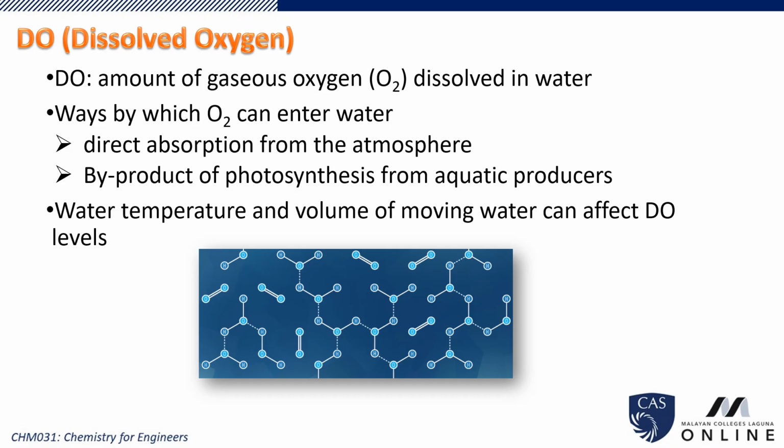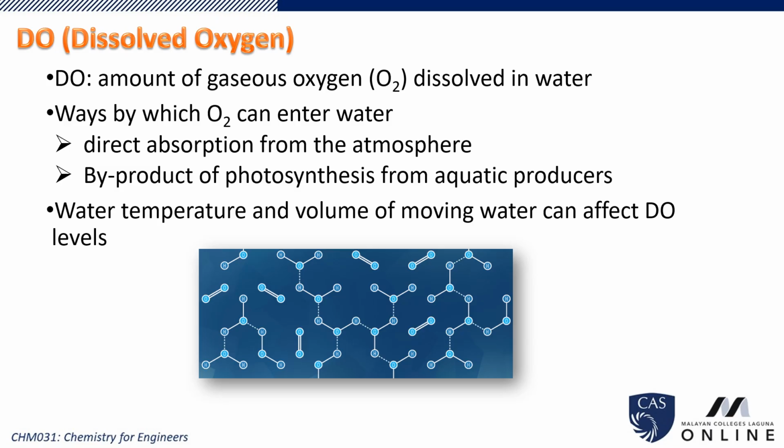Dissolved oxygen or DO refers to the amount of oxygen gas dissolved in water. It is a key indicator of water quality and aquatic life sustainability. There are two ways by which oxygen can enter the water. First is by direct absorption from the atmosphere, and another is via photosynthesis by aquatic plants. These processes maintain oxygen levels in the natural systems.